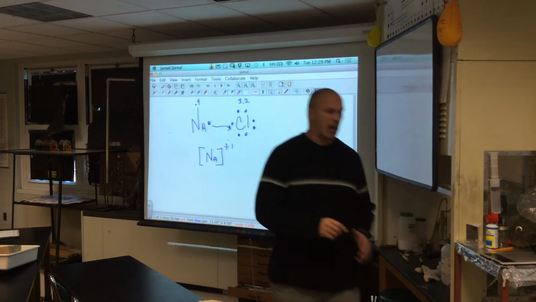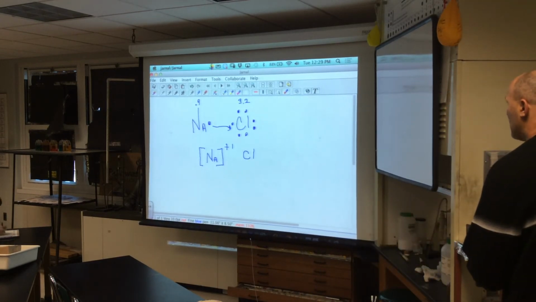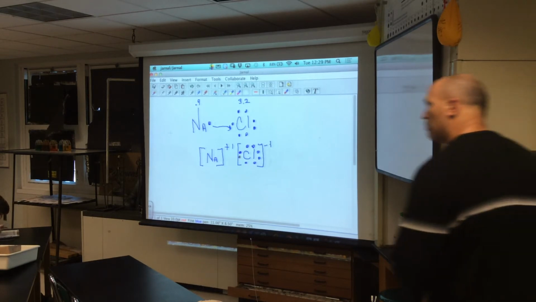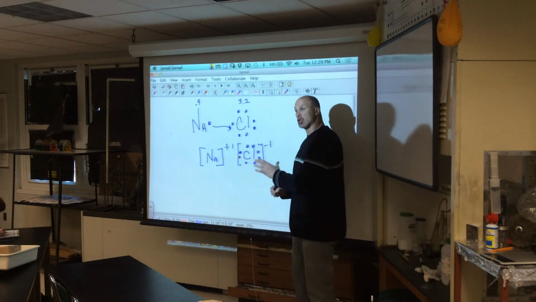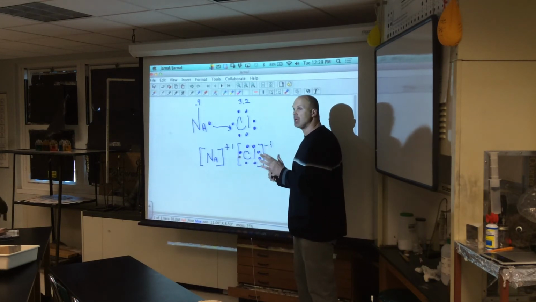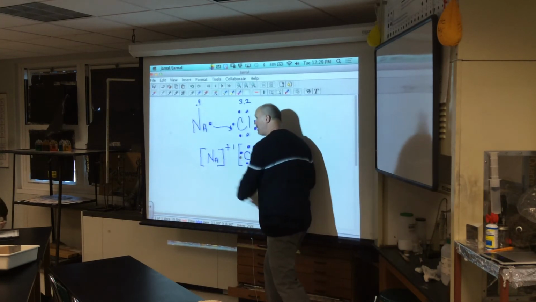Chlorine, what does chlorine look like? It gained an electron. It shows all of the 8. It started with 7, and it gained 1 more. What charge is it? -1. And this is very important. The charges in your Lewis dot diagram to show the bonding will always be a net of 0. They have to always equal 0. This +1 equals -1. And this shows the bonding.